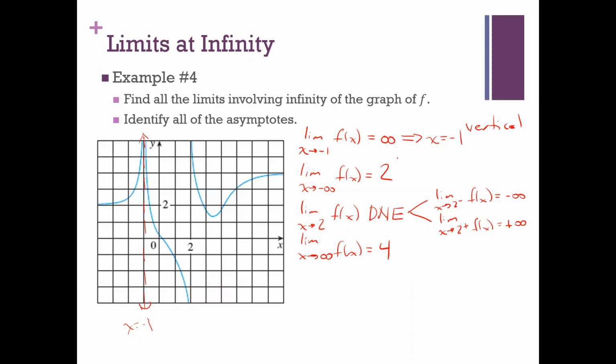How about the next one down? Limit as x approaches -infinity of f of x is 2. That's y equals 2. So in this case, I'm letting x vary to the left as much as I want, and I'm approaching a single fixed y value. So that is this line here, y equals 2. That was x equals -1, vertical. This is y equals 2, horizontal.